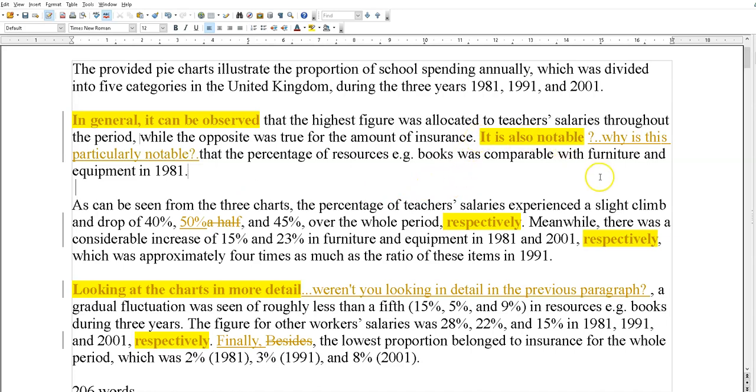But then you've got this, they keep on saying it's notable. Why is it particularly notable? If it was a dramatic fall, then that would be pretty notable. If it was a huge increase, again, that would be noticeable. But how is this particularly worthy of note? Oh, the percentage of resources was comparable in 1981. Why would we note that? Now also, use of respectively.